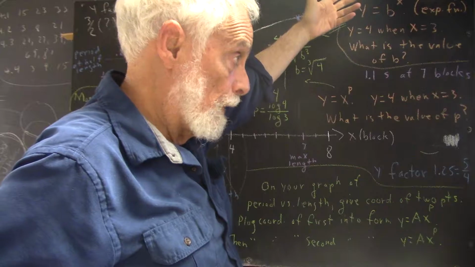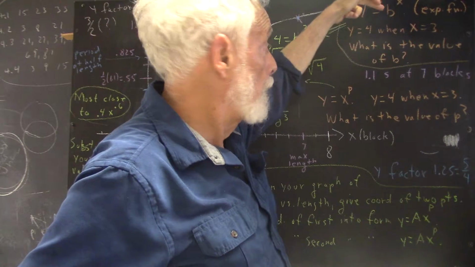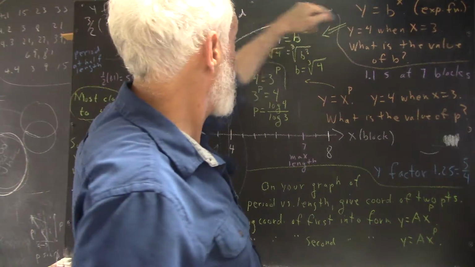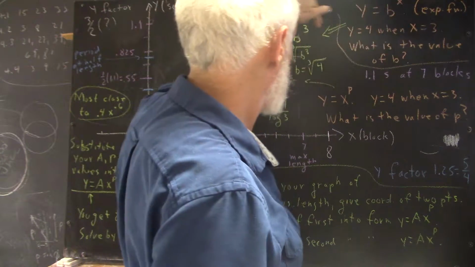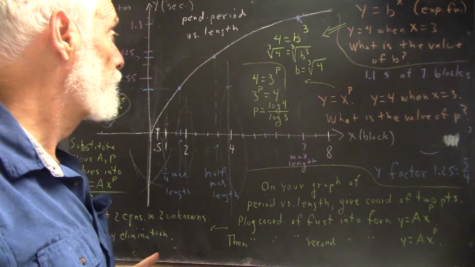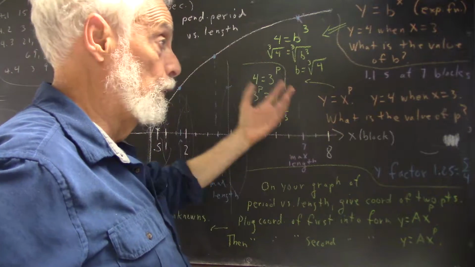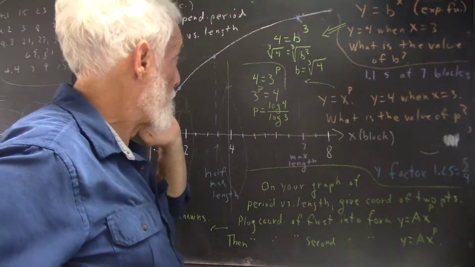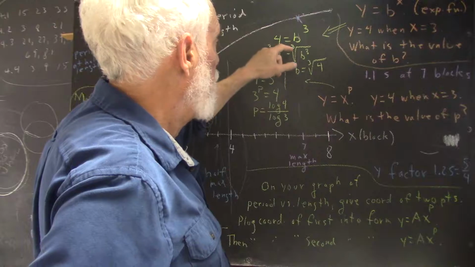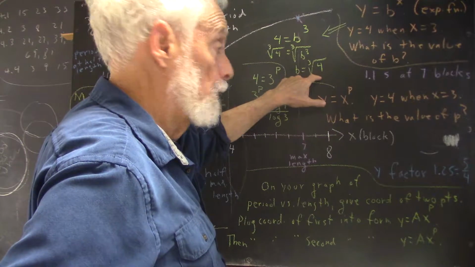Now, to solve that, you would plug 4 in for y and 3 for x, and then try to solve that as an equation that you can solve for b. So we do that. Plug 4 in for y, we get 4. Plug 3 in for x, we get 3. So we get 4 equals b to the third. Can we solve that for b? Well, we certainly can. We can take the 1/3 power of both sides, or if you prefer, the cube root of both sides. The cube root of 4 equals the cube root of b cubed. And the cube root of b cubed is b, so b is the cube root of 4.